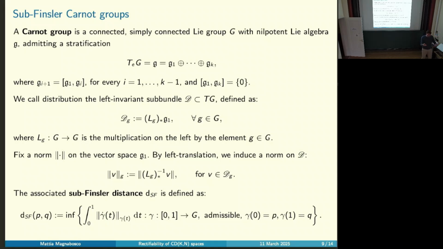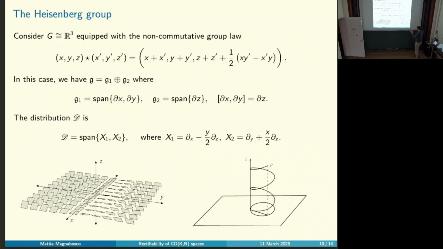There is a theorem, the Chow-Rashevsky theorem, that guarantees that this is a finite distance, so it's a nice distance. And this is the sub-Finsler distance, which is on our Carnot group, and it actually, of course, depends on the norm we fixed on the first layer of the stratification. So these are sub-Finsler Carnot groups, and this is the main non-trivial example of sub-Finsler Carnot group, which is the Heisenberg group.